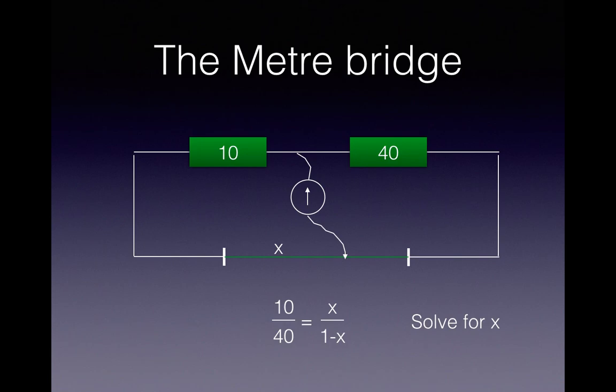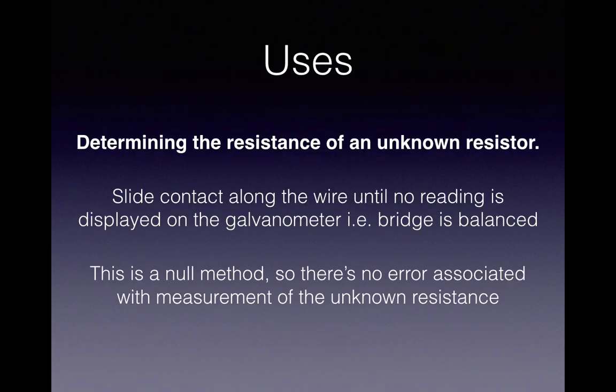Alright, just to finish this off, uses of a meter bridge. It can determine the resistance of an unknown resistor. It's more practical than a Wheatstone bridge because you only need one known resistor to find the value of one unknown resistor, and then you just need a meter of wire. Second point is how it works. You slide the contact along the meter of wire until no reading is displayed on the galvanometer, so the bridge is balanced.